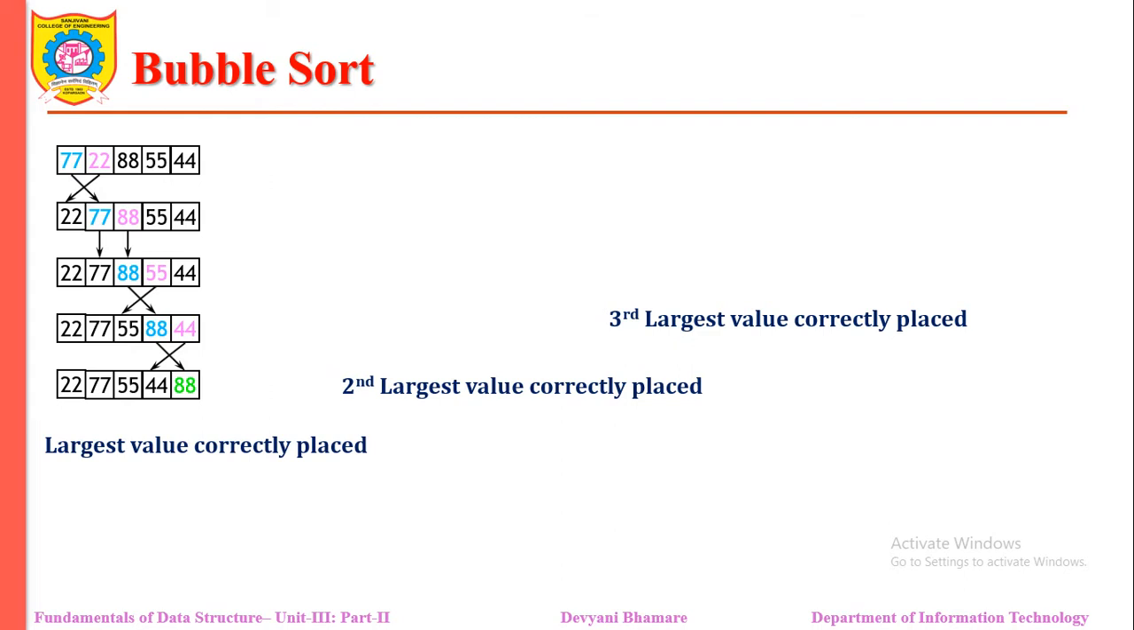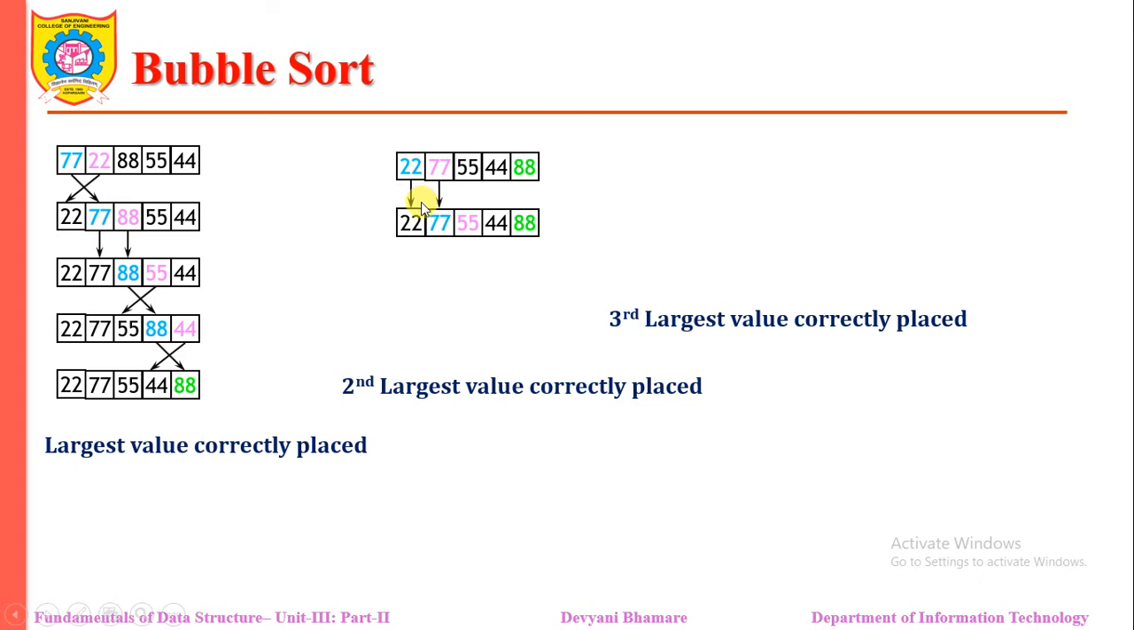Means the first largest element is bubbled out. Now, second pass. In the second pass, what are we getting? Again compare with the first two elements. 22 and 77 are compared. We identified 77 is at its correct place. That's why no need to do swapping.